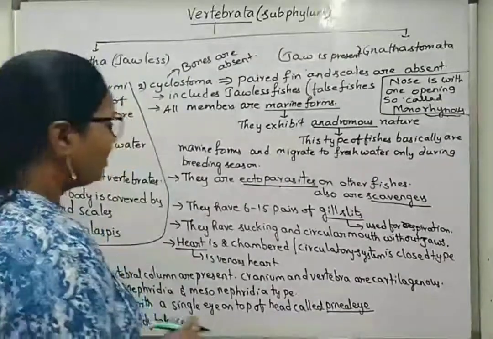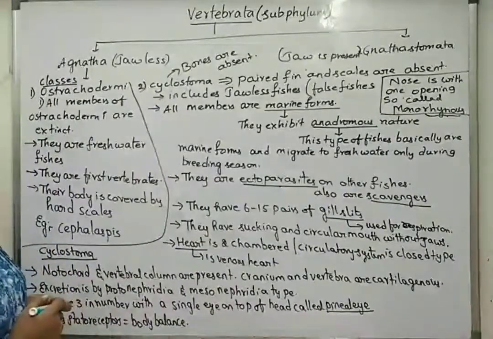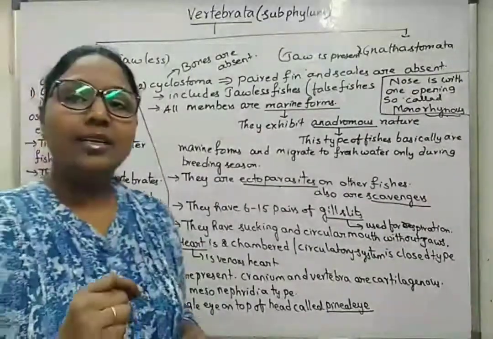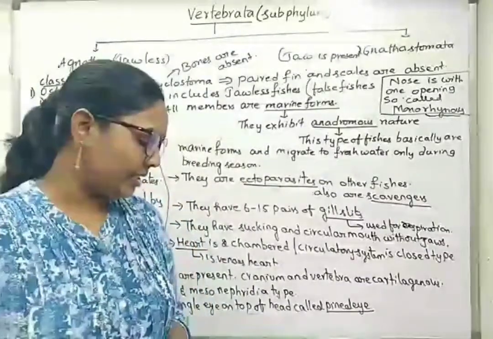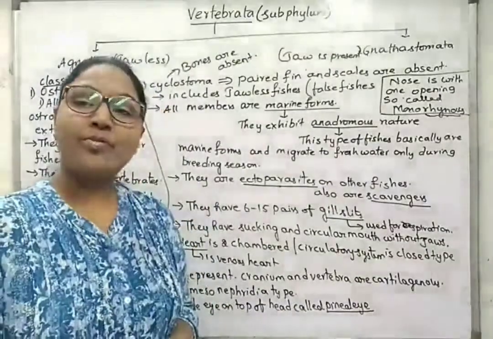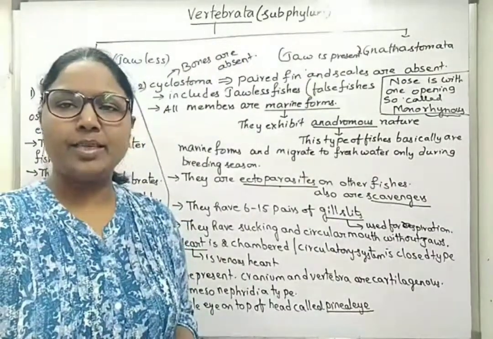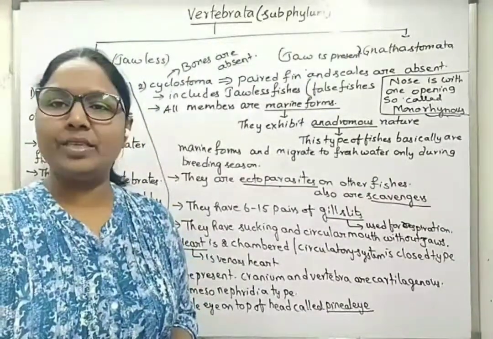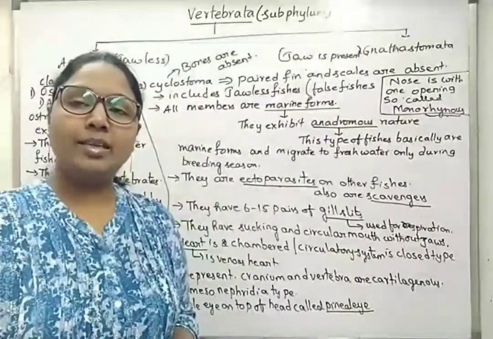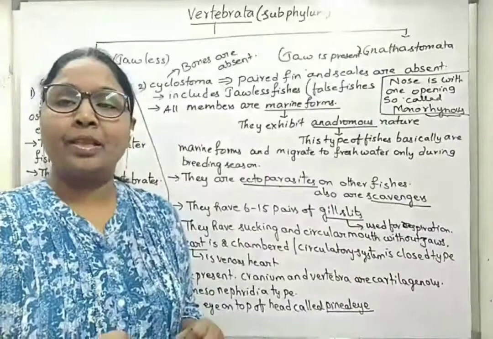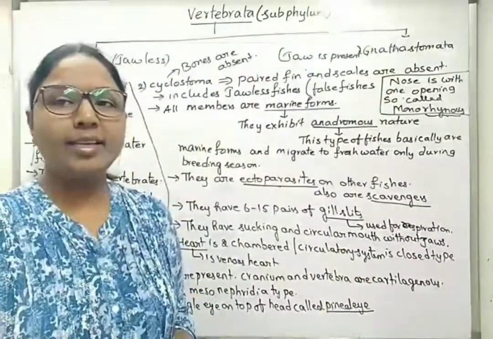Next, Cyclostoma organisms are unisexual and their fertilization is external. Basically, larval forms are absent in Cyclostoma, but only one exception is there. That is, the ammocyte type of larva is present in Petromyzon, an example under Cyclostoma. Under Cyclostoma, we read only one example, that is Petromyzon. Only Petromyzon is exhibiting the larva called ammocyte. And the remaining Cyclostoma members are not having any larval forms.